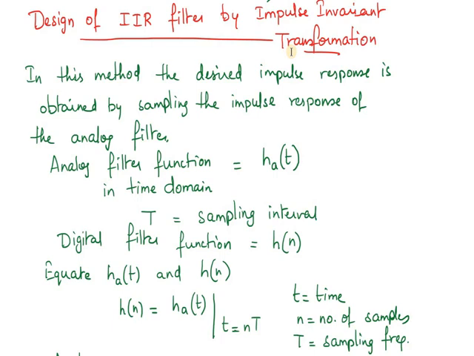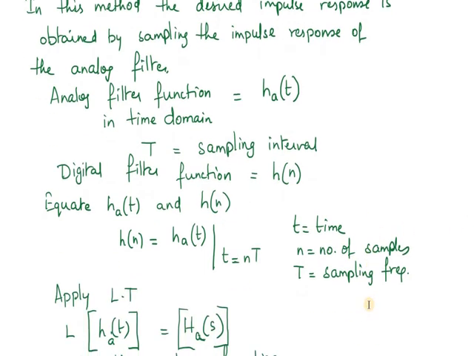In this method, the desired impulse response is obtained by sampling the impulse response of the analog filter. If you see this analog filter in the time domain, we write it as ha(t). The suffix a denotes that it is the filter function in the time domain. Capital T is the sampling interval and the digital filter function is written as h(n). Now we need to equate ha(t) and h(n). So h(n) is equal to ha(t), where t is equal to nT. Here n is the number of samples and capital T is the sampling interval.